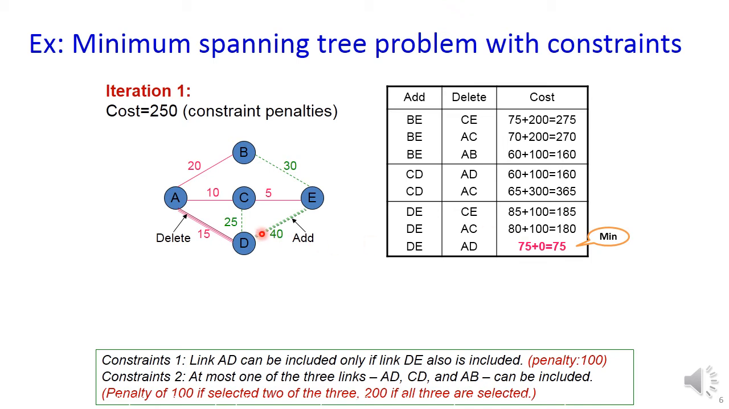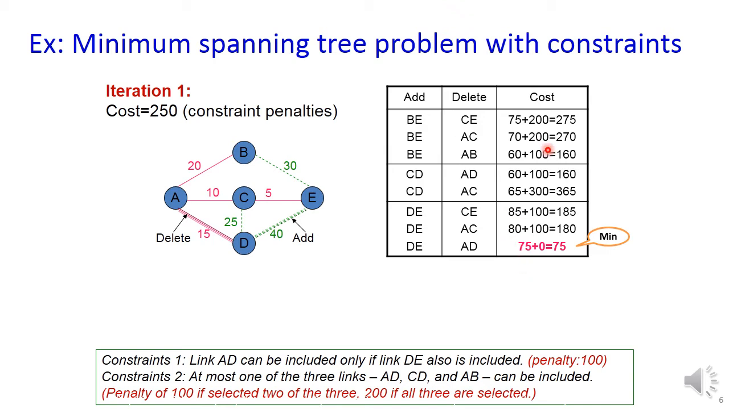The last one is adding DE. The cycle formed here is A, C, E, D. To break the cycle, we can delete either AC or CE or AD. So these are the three possibilities, and their costs are 185, 180 and 75. Please note the taboo list as of now is empty, so all the deletions are possible. None of the moves are forbidden moves.